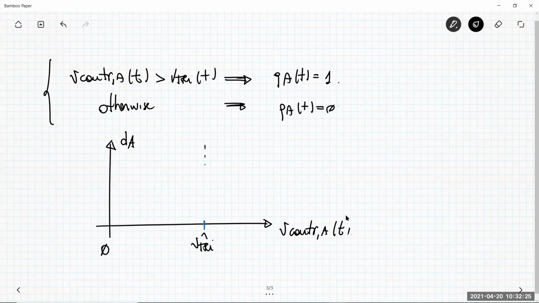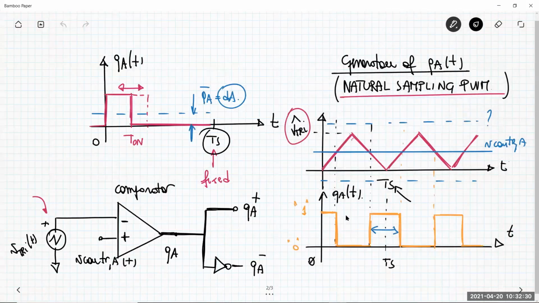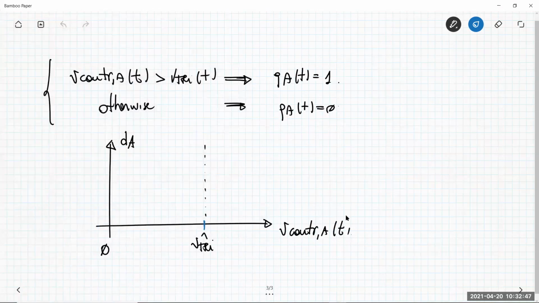What happens when the control voltage is exactly 0? If the control voltage is exactly here, the comparison provides you a QA which is always 0. What happens if the control voltage is exactly at the triangular voltage peak? The QA is always 1. So these are the two limits. Here you have always 0, meaning that the duty cycle is 0. And here you have always 1 QA, meaning that the duty cycle is exactly 1. These are the two extremes.